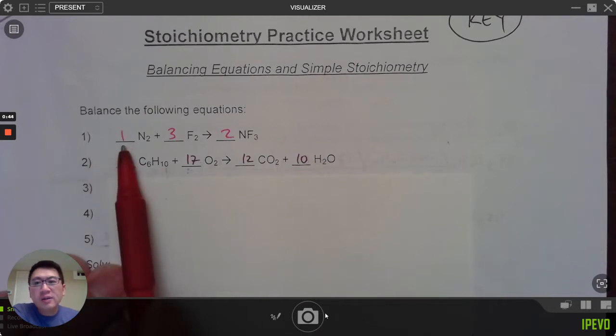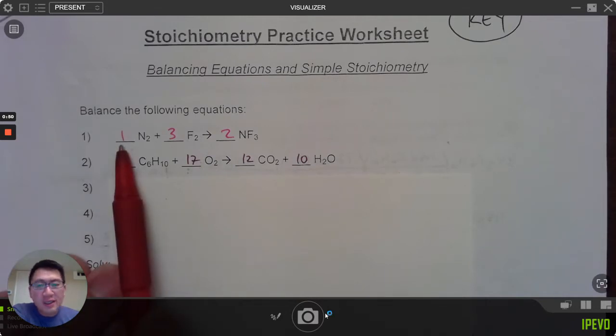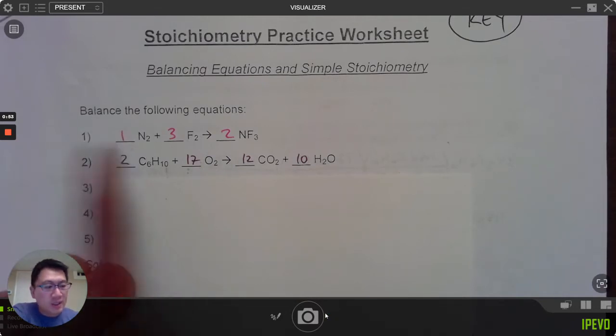I wrote the 1 here, though normally we don't write 1s, so that you know it's not a 0. If there is no coefficient in the front, it's considered a 1. I wrote it, but again, normally we don't write 1s.